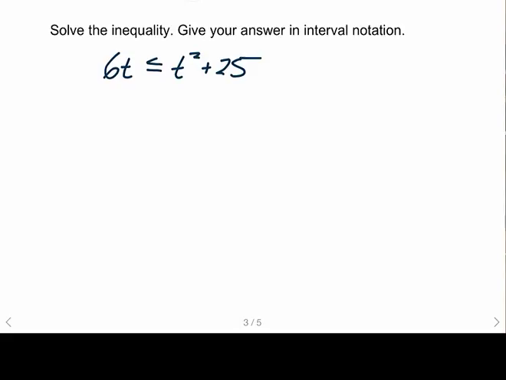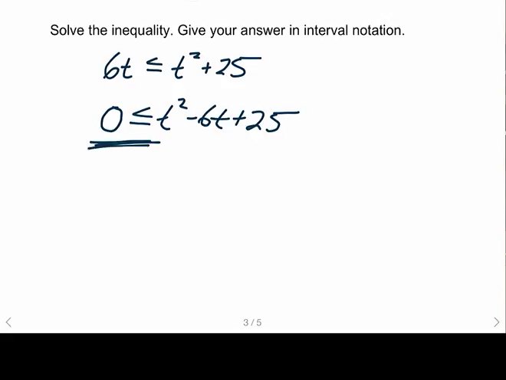Next, we have an inequality: 6t is less than or equal to t squared plus 25. It's a lot easier to compare things to 0 than it is to compare them to 6t. Therefore, I'm going to subtract 6t from both sides and end up with 0 is less than or equal to t squared minus 6t plus 25. Notice I put that expression in descending order. And here we have 0 to the left of the expression. 0 is less than or equal to. That can be confusing.